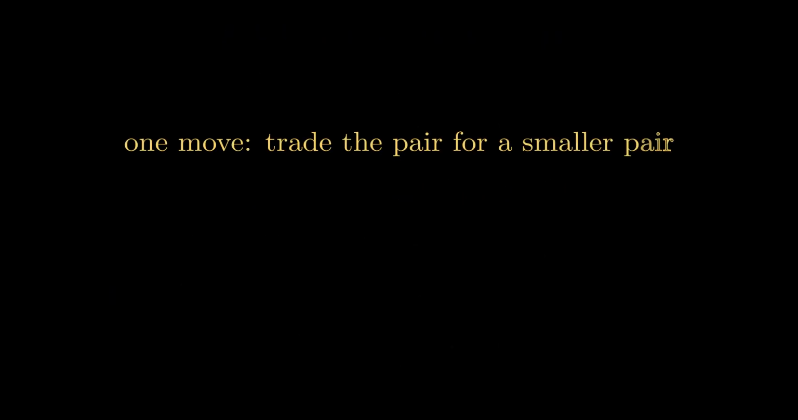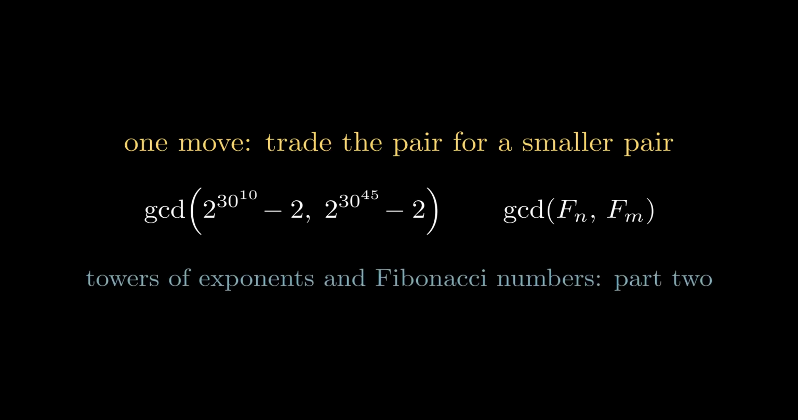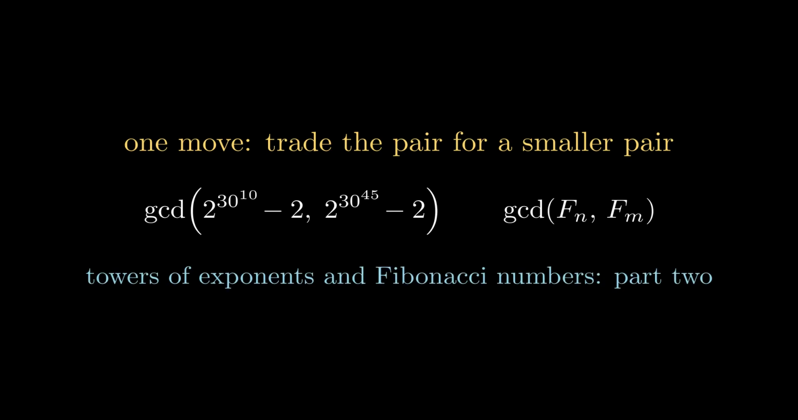The core idea here is to always take a pair of numbers that you want to compute the GCD of, and then replace it with a smaller pair. That is the entire algorithm. And the same move goes much further. It collapses towers of exponents, and it runs secretly inside the Fibonacci numbers. We'll take a look at that next time.